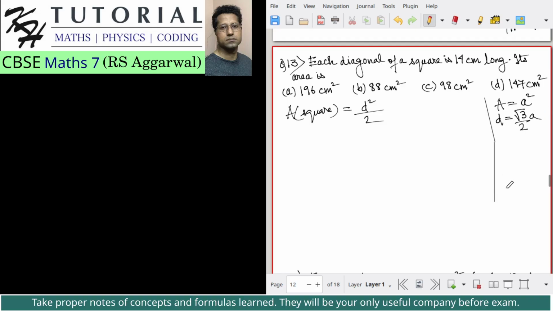So from here, what is a? This implies a is equal to twice d by square root of 3.